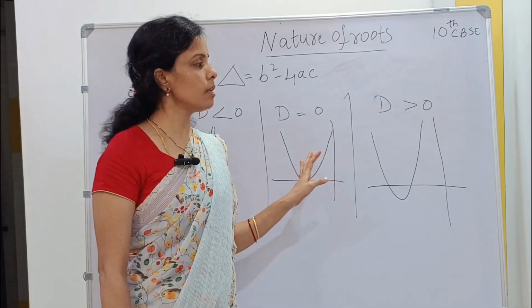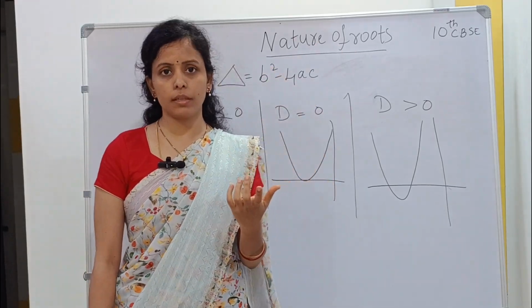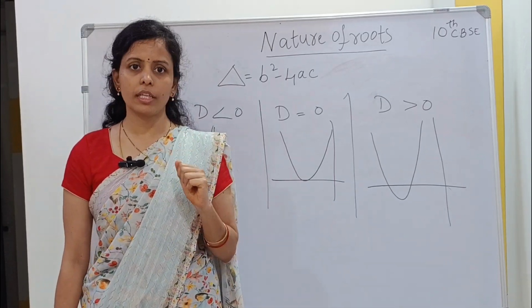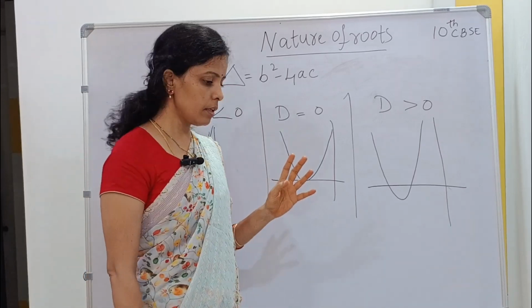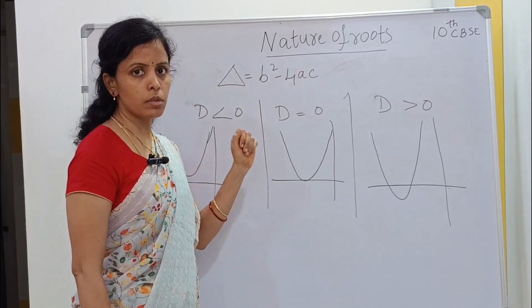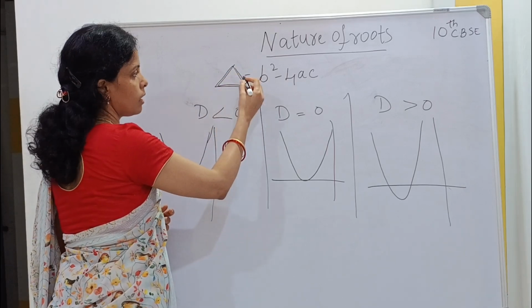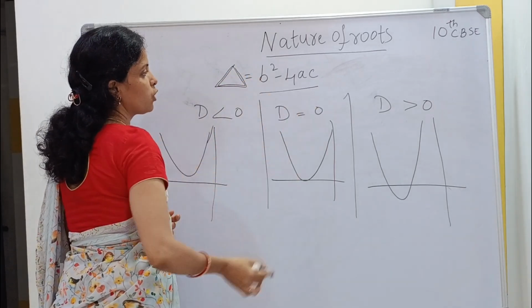Next, let us discuss the next topic, that is nature of roots. We know that another method to solve a quadratic equation is using the quadratic formula: minus b plus or minus square root of b square minus 4ac, by 2a, right? So in order to find the nature of roots, it always depends upon the discriminant, we know, right? We represent it with the symbol delta, equal to b square minus 4ac.